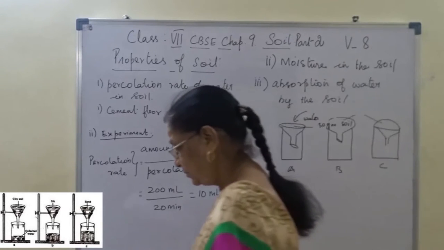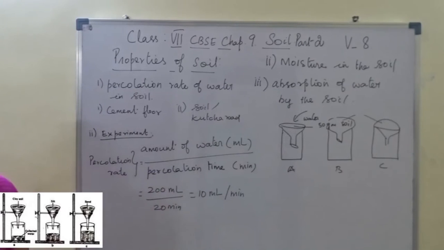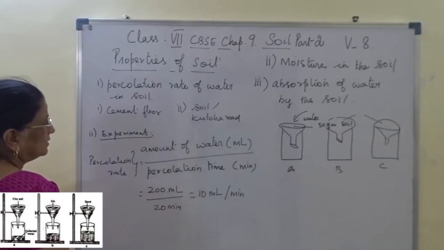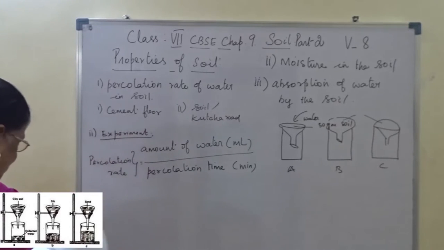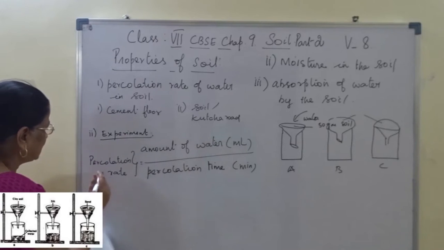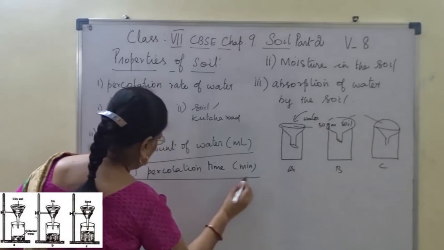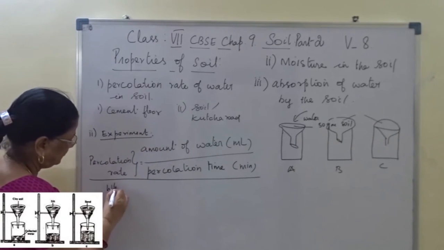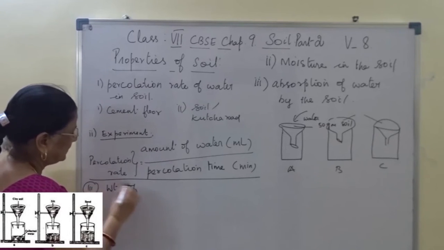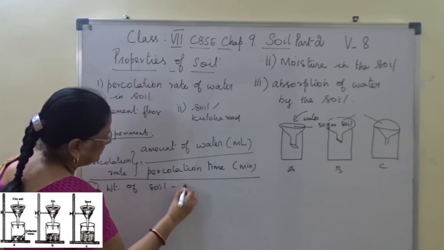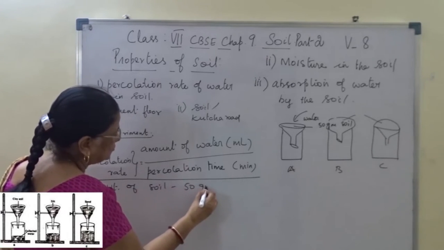அதுக்கு தான் நம்ம வந்து ஃபார்முலா சொல்றோம். First, we say weight of the soil. First, weight of the soil. This is the third property. Weight of the soil is 50 grams.